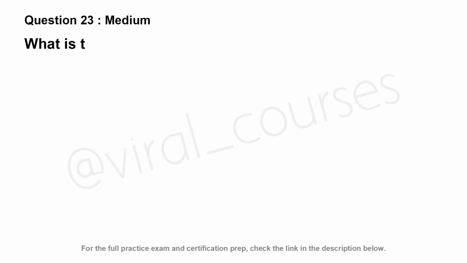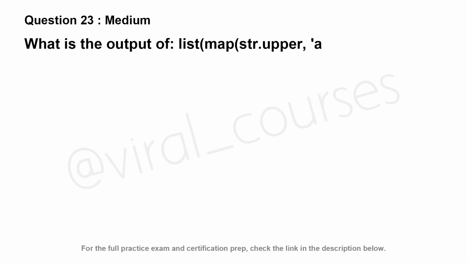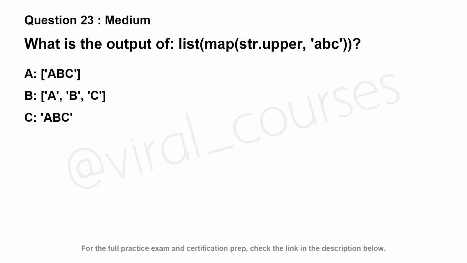What is the output of list(map(str.upper, 'abc'))? Option A, 'ABC'. Option B, ['A', 'B', 'C']. Option C, ['abc']. Option D, error.